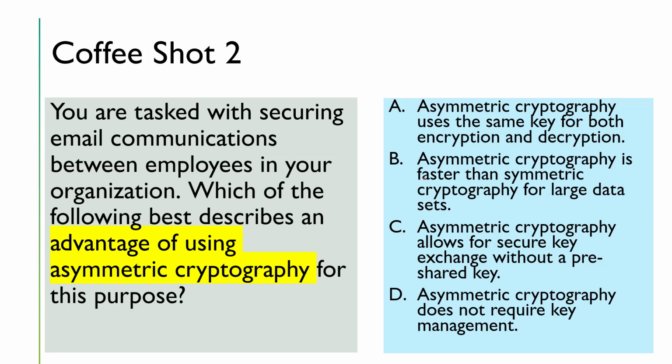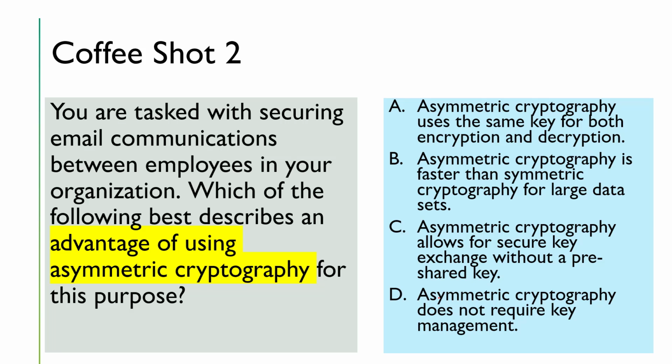If you see option B, asymmetric cryptography is faster than symmetric cryptography for large data sets, which is not true. The primary disadvantage of asymmetric is that it is slow, because it uses one key to encrypt and one key to decrypt. Option C, asymmetric cryptography allows secure key exchange without a pre-shared key. Definitely, to share the key, they use an asymmetric process, and if they want to exchange, they send their public key only.